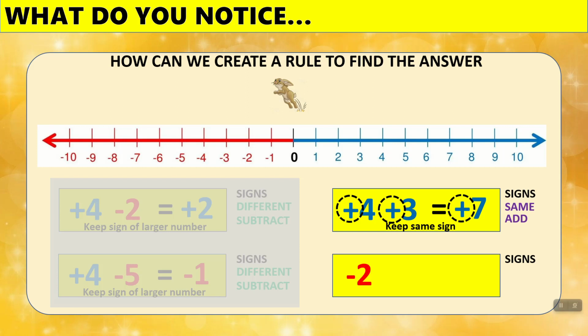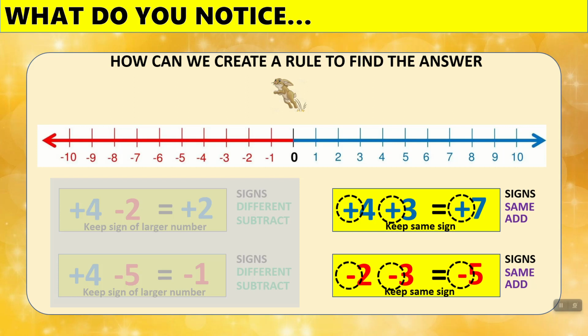Let's look at the last question, minus 2 and minus 3. Our answer was minus 5. And so let's look at the signs again. They are both the same, even though they are both negatives. And the answer is a negative as well. And so in this case, we add 2 plus 3 is 5, and then we keep the same sign.